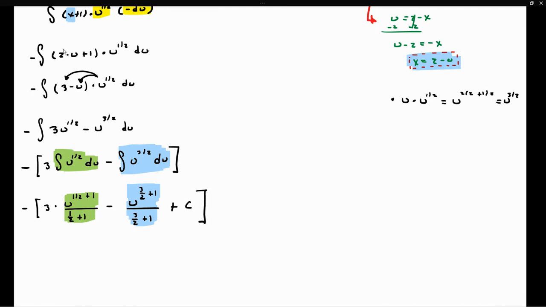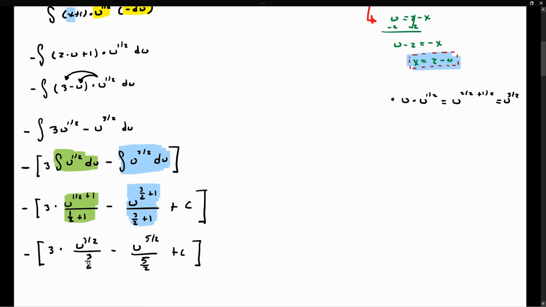Now let's try to rewrite this. Let's try to make it a little bit more simple. So we're still going to get 3. Now 1/2 plus 1, that's 3/2. Denominator, still 3/2. Minus 3/2 plus 1, well, that's equivalent to 5/2, divided by 5/2, still plus c. Now, here is what is interesting. Remember that any time that you are dividing by some kind of a fraction, that is equivalent to just multiplying by the reciprocal of the denominator.